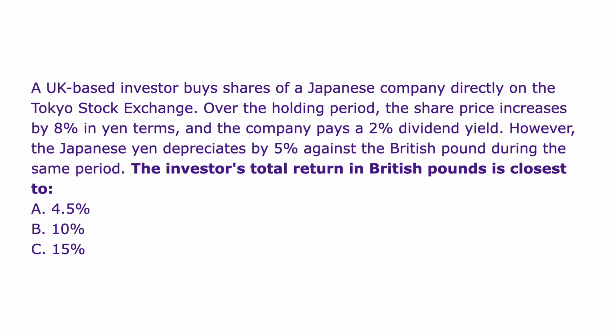Question 5. A UK-based investor buys shares of a Japanese company directly on the Tokyo Stock Exchange. Over the holding period, the share price increases by 8% in yen terms, and the company pays a 2% dividend yield. However, the Japanese yen depreciates by 5% against the British pound during the same period. The investor's total return in British pounds is closest to: A: 4.5%, B: 10%, C: 15%.